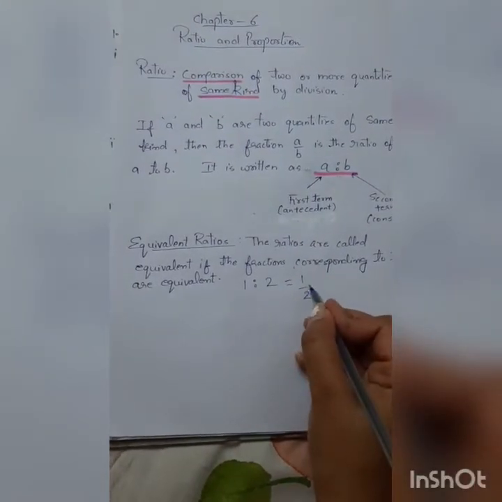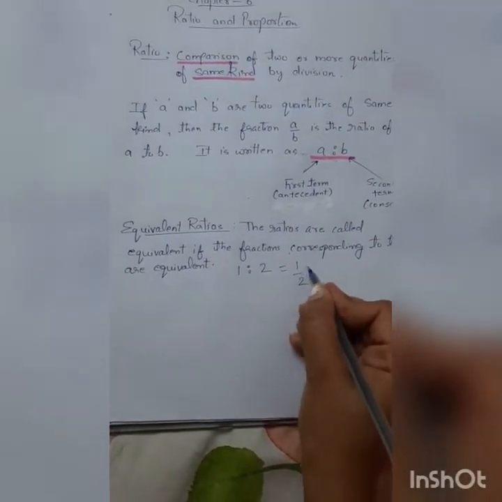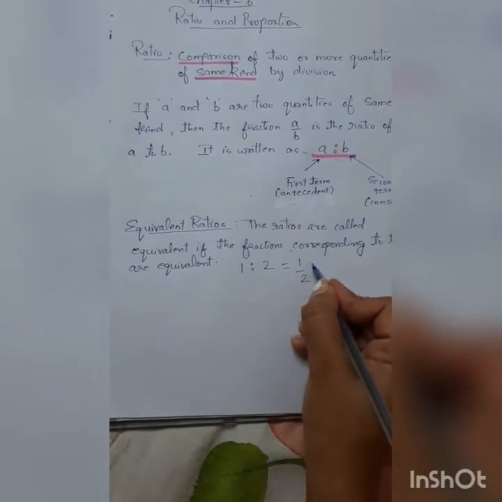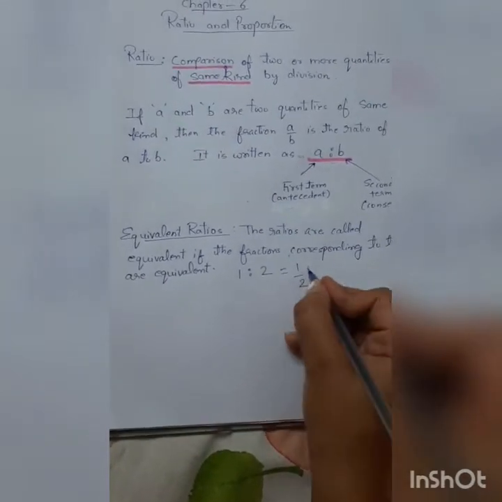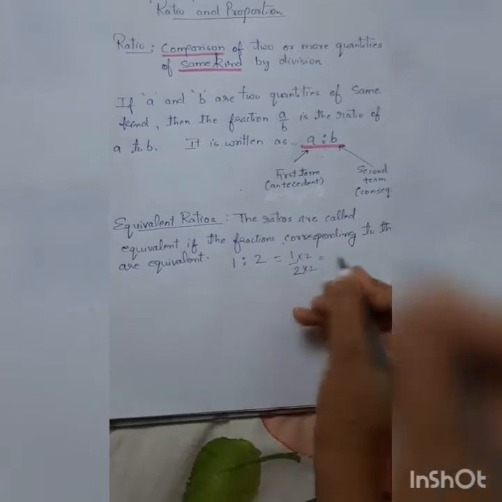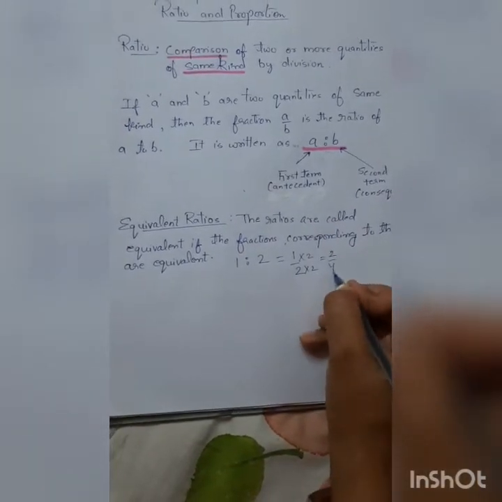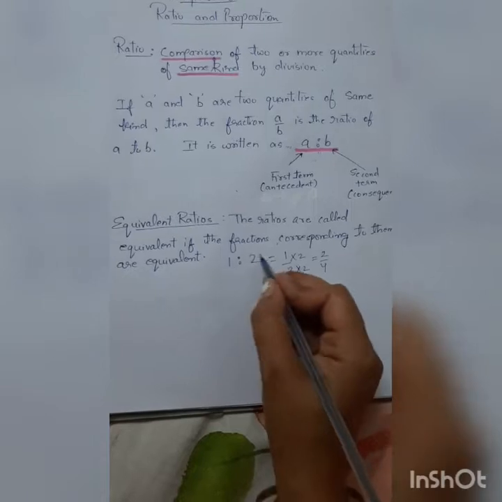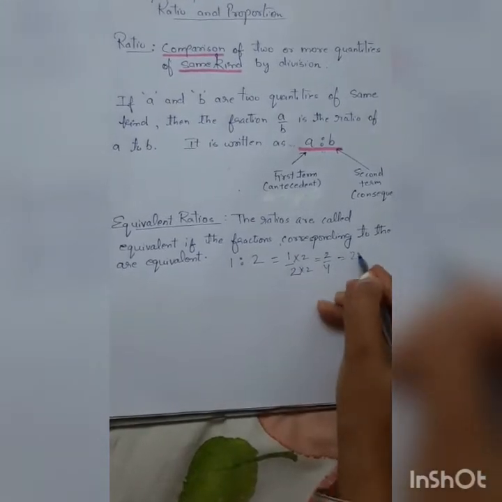तो अगर मेरे को इसके लिए equivalent fraction निकालना है तो हम क्या करते हैं, we either multiply with the same number in the numerator and denominator or we divide with the same number. So I will multiply up also 2, down also 2. I got my answer as 2 upon 4. So an equivalent ratio of 1:2 can be 2:4.